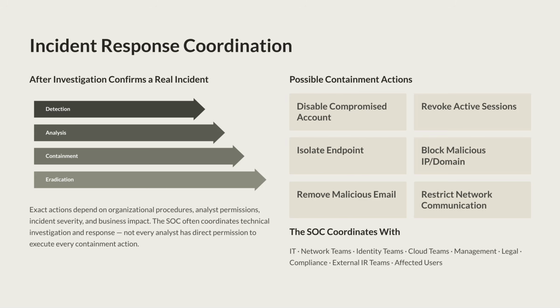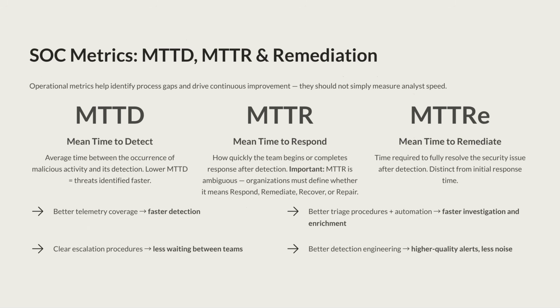The goal of these metrics should not simply be to measure how fast analysts click through alerts. They should help us identify weaknesses in the overall process. Maybe analysts are spending too much time manually gathering information from 5 different tools. Maybe escalation procedures are unclear. Maybe the detection generates too many false positives. Maybe containment requires approval from another team, and analysts spend 30 minutes waiting for somebody to respond. Those are operational problems, and metrics can help expose them.